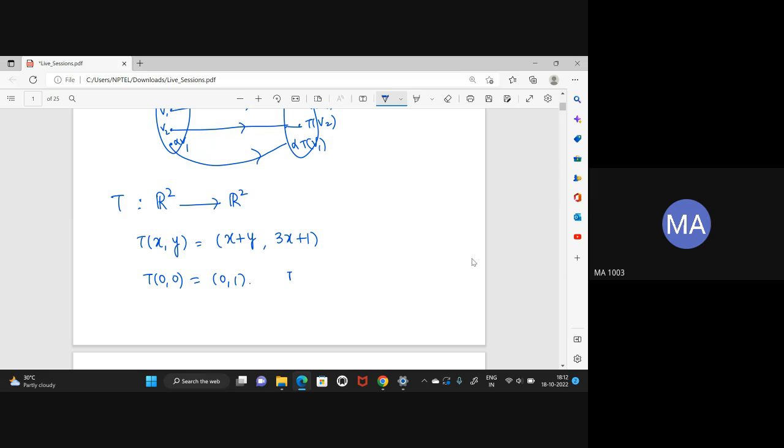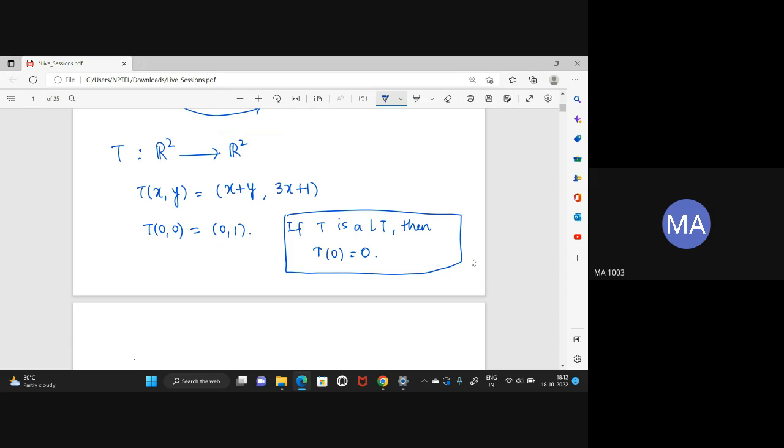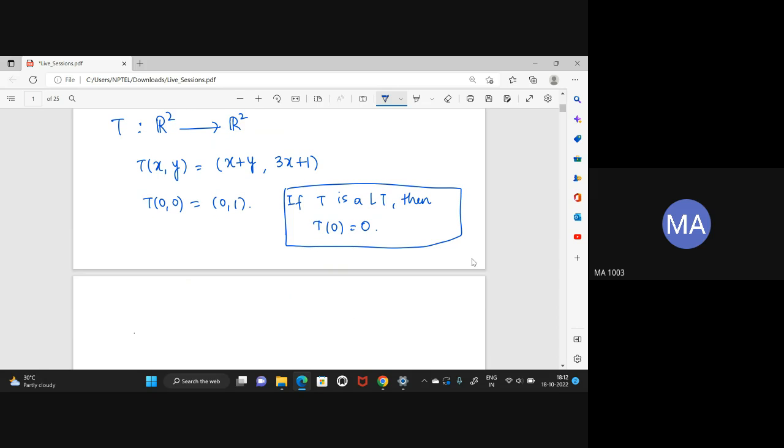We know that if T is a linear transformation, then T of 0 should go to 0. Zero should go to zero if T is a linear transformation. So because 0 doesn't go to 0, T is not a linear transformation for this function. Or if you want, you can even check for the addition condition. If you take T of 1 comma 1 plus T of 2 comma 1, what is T of 1 comma 1 for this mapping?